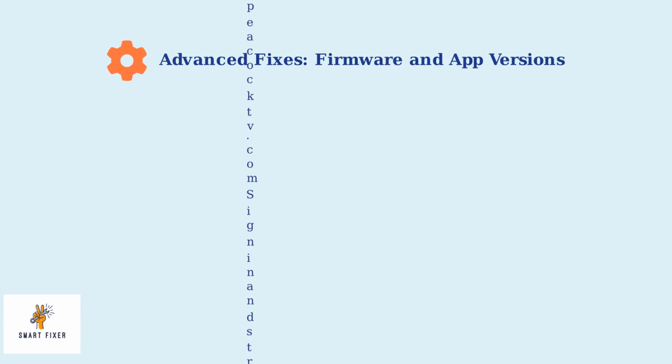As an alternative solution, try accessing Peacock through your TV's built-in web browser. Navigate to peacocktv.com, sign in, and stream content directly. This method bypasses any app-specific compatibility issues.